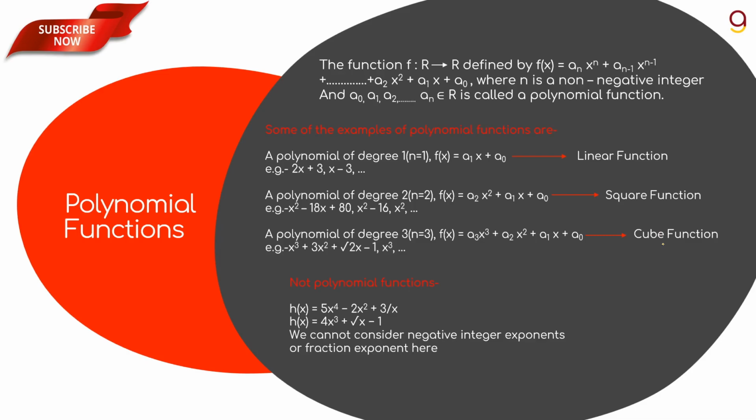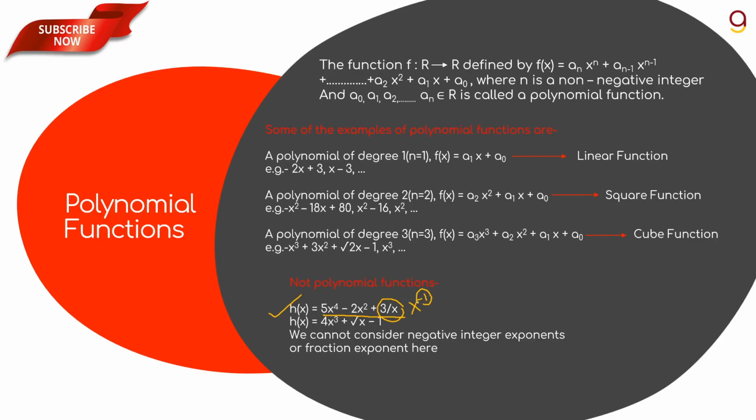Now let's see some functions which are not polynomials. Suppose h of x is equal to 5x to the power 4 minus 2x squared plus 3 by x. Now here, what's the power of x? The power of x is x to the power minus 1. I can write this in this way. That means the power of x is negative.